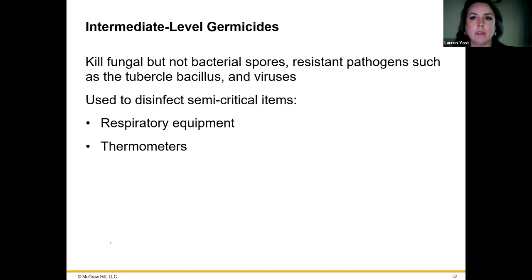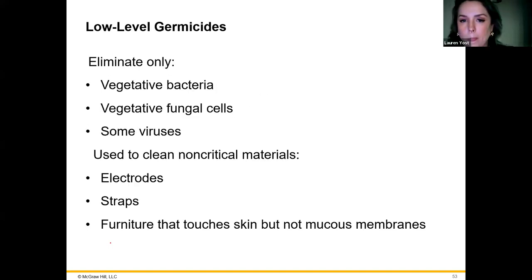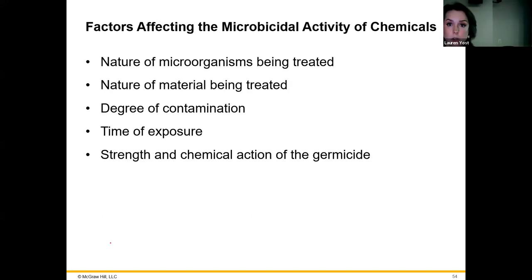Then we have the intermediate level germicides. These are not going to kill the endospores and may not kill the resistant pathogens, but other things will be controlled. So here, respiratory equipment and thermometers. And then the low-level germicides. These will control some things like vegetative bacteria and vegetative fungal cells, but not all the viruses, not endospores, none of that. So here, electrodes, straps, furniture that touches skin, but not the mucous membranes. Because that's gross. Mucous membranes are gross, y'all. All right.